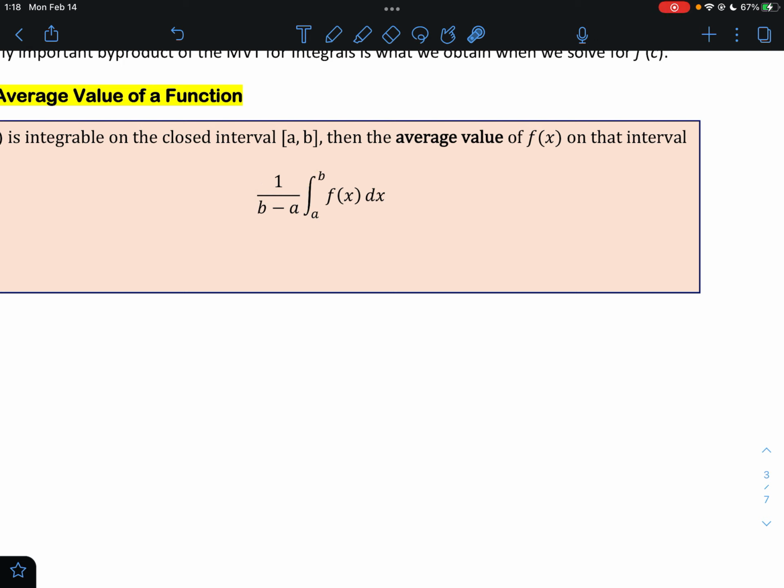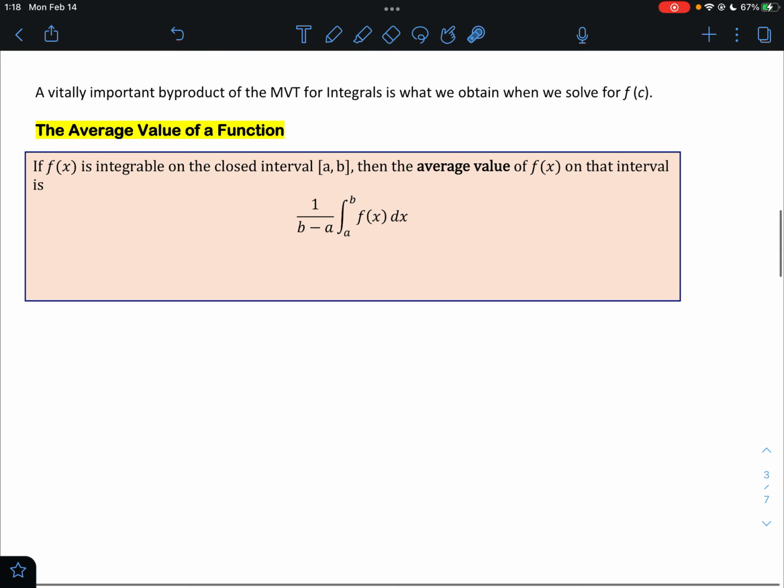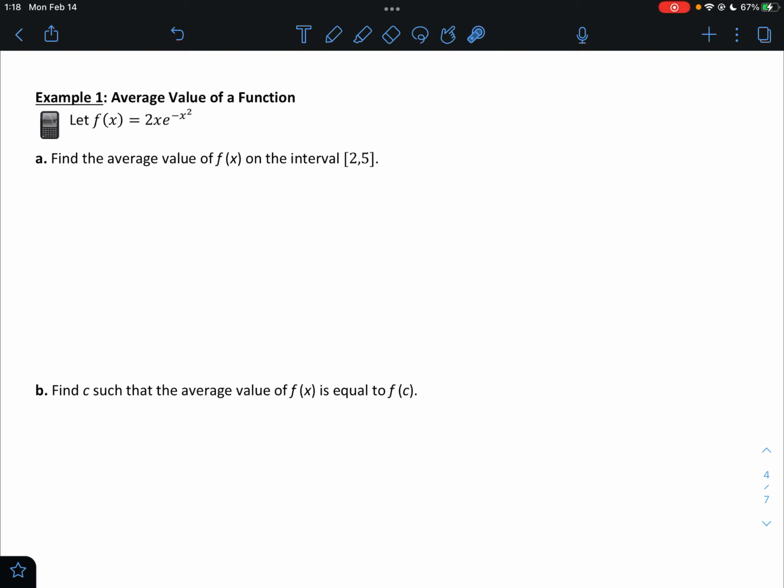This is how you find the average of anything in math. You just divide by how many you have. That's what you're doing here, dividing by the length. And that's your area, that's your total. So you divide your total by how much of whatever you have. Let's take a look at some of these problems and how they're done, and how they're used.